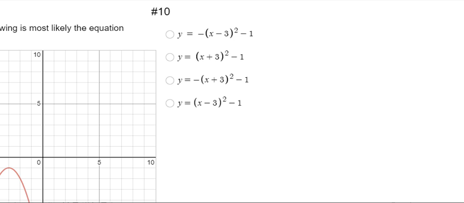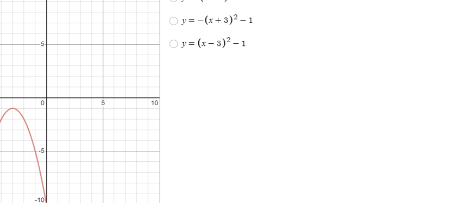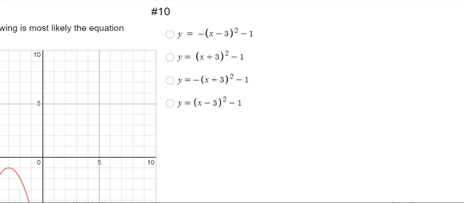Ooh, this one barely fit in here. Actually, I can move this, can't I? I can't move it. What if I go full screen? Makes it a little better. Okay, anyway, let's go back.